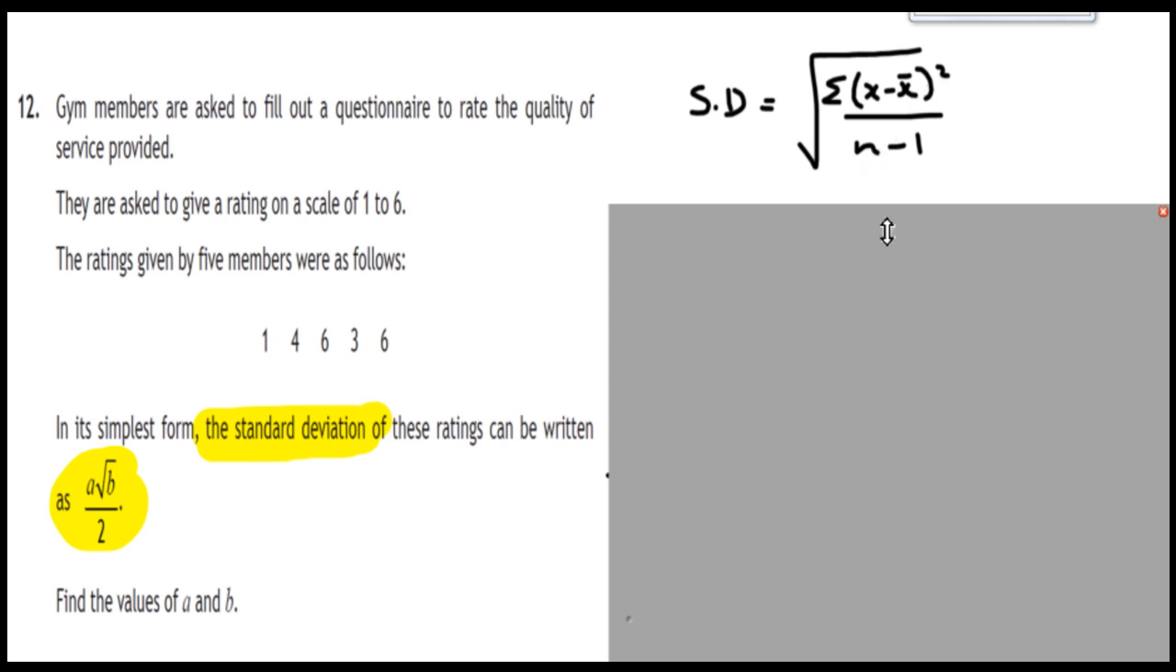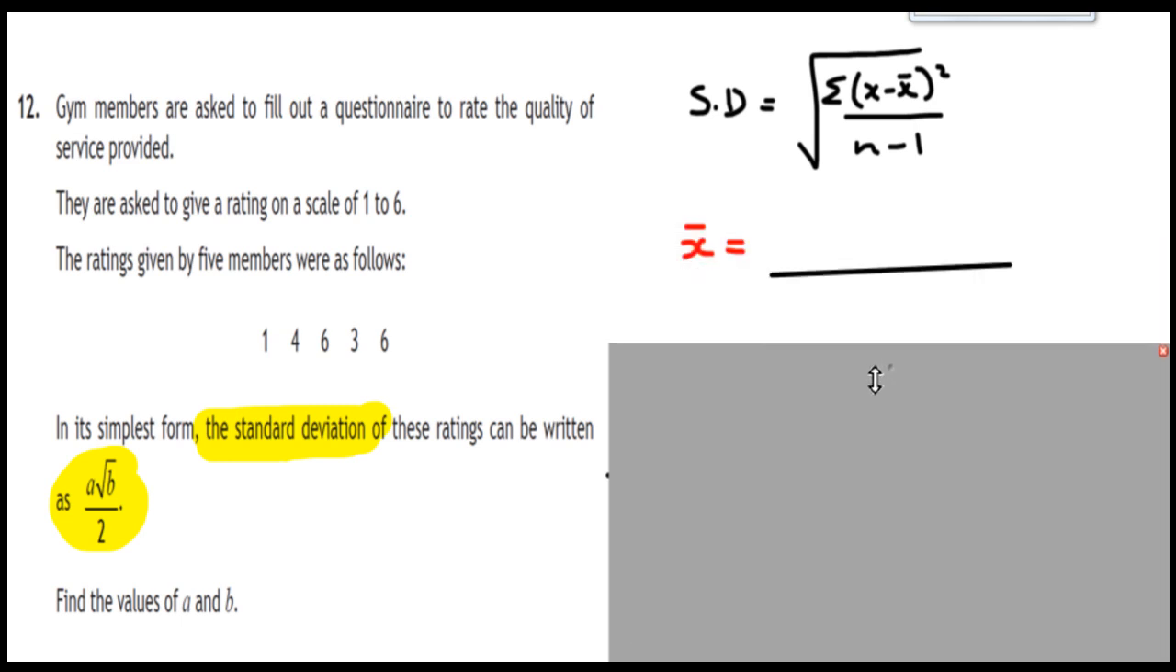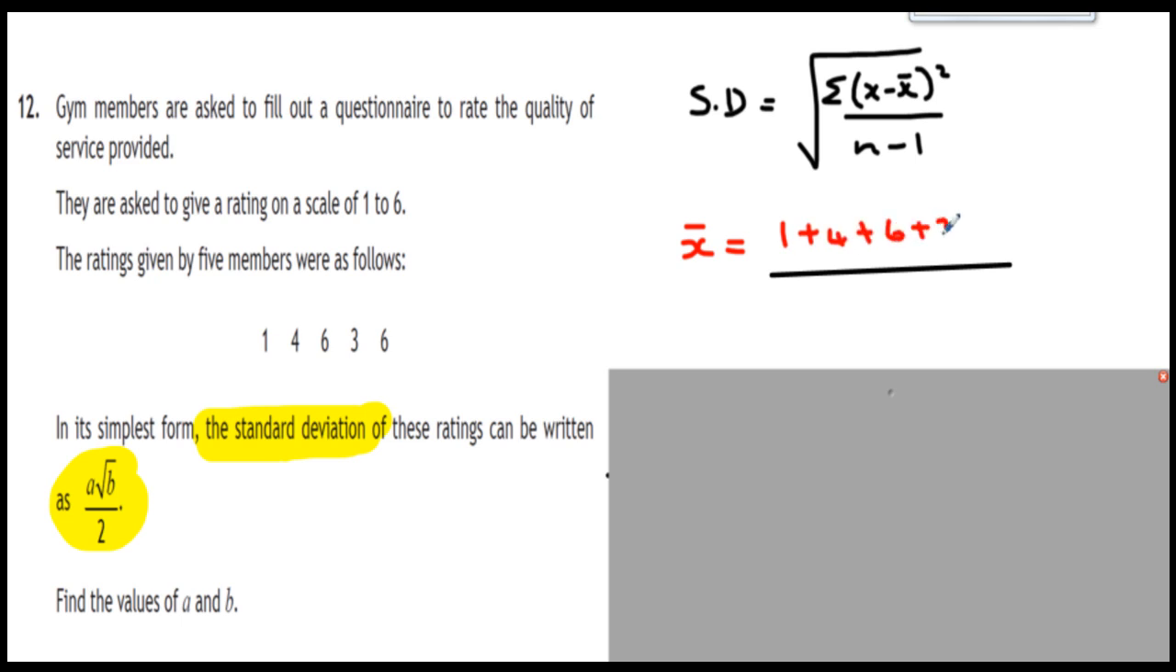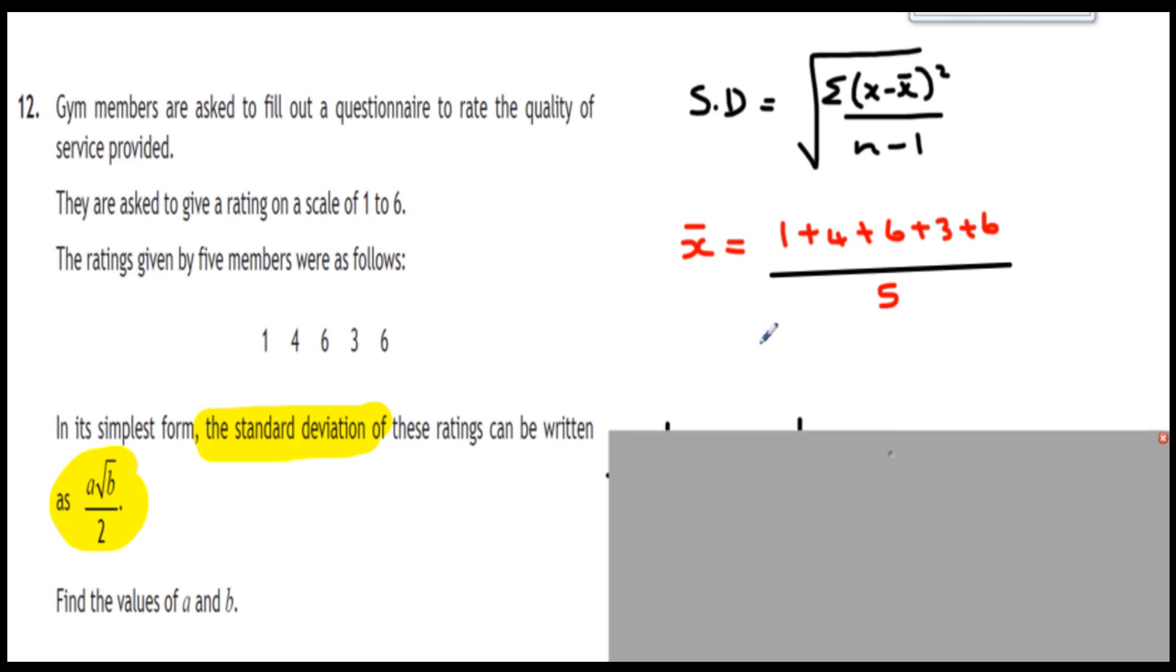So the first thing we're going to do is we're going to work out x bar, which is the mean. So when I'm working out the mean, I'm taking all of these numbers here and I'm adding them. So it's 1 plus 4 plus 6 plus 3 plus 6, and all of that is divided by 1, 2, 3, 4, 5, divided by 5. Now the answer to that, when I add them all up, I get 20 divided by 5, so x bar is equal to 4.